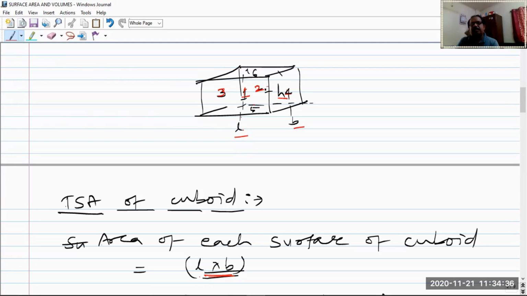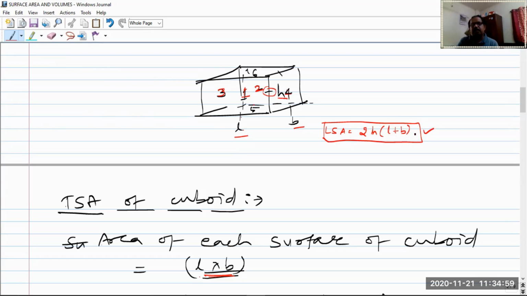So H is common there. So I can write the lateral surface area of such a cuboid will be twice H, which is common, into L plus B. So this will be the lateral surface area of a cuboid. So whenever you require the lateral surface area, we can use this formula. So we can keep this formula in mind.